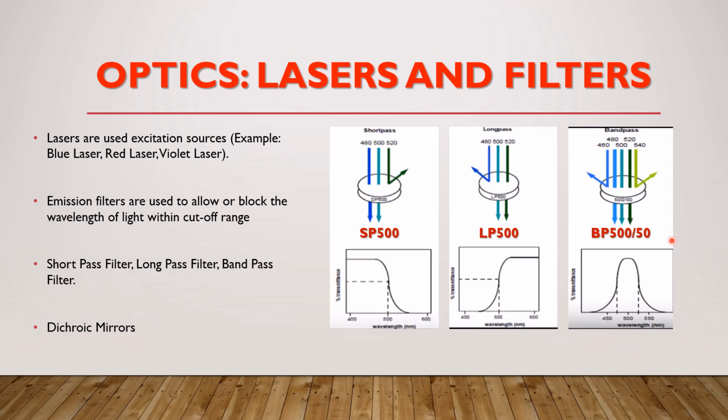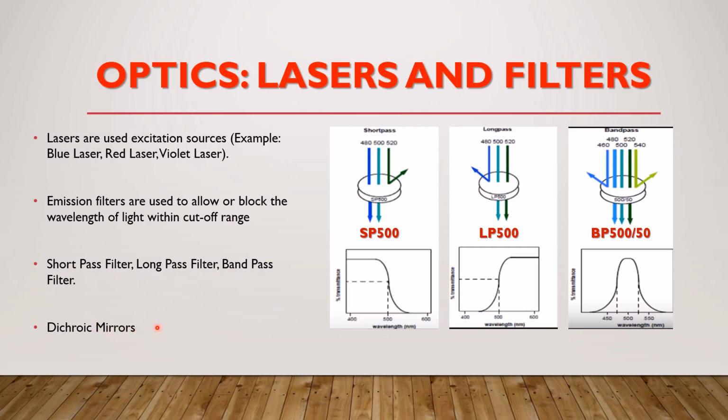And this is a band pass filter. The band pass filters allow the light of specific wavelength in a specified range. For example, here 500/50 is a band pass filter. So this 50 nanometer is divided into minus and plus, that is minus 25 plus 25. So this will allow the light within the range of 475 to 525 nanometer. Don't get confused about the band pass filter. The 500/50 means it will allow the light within the range of 475 to 525 nanometer, and it will block the rest of the light.